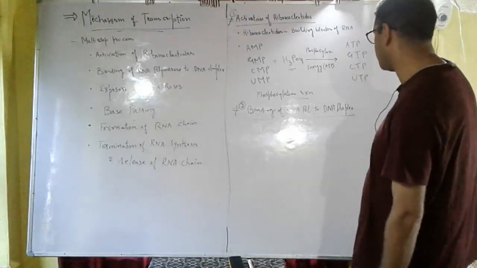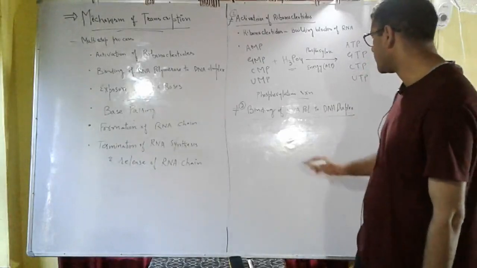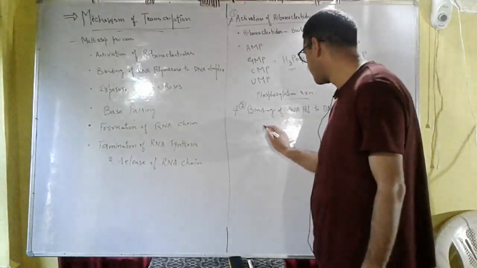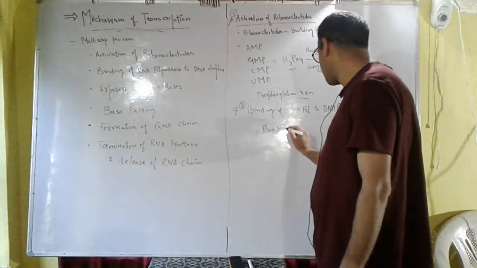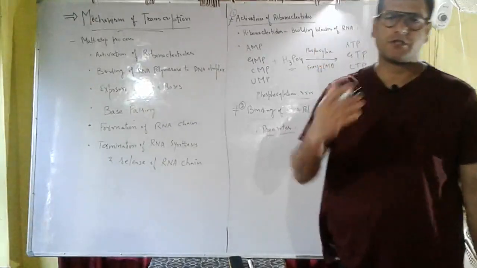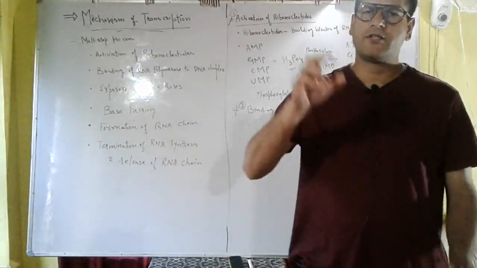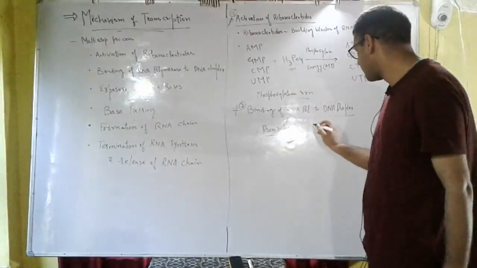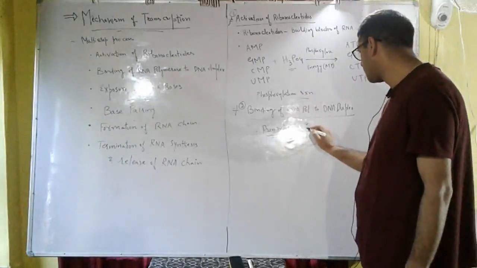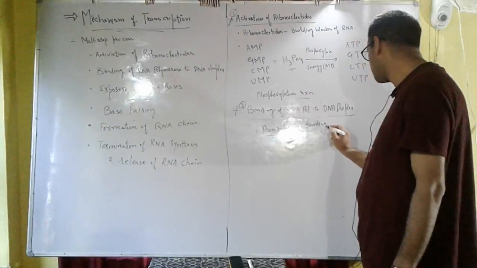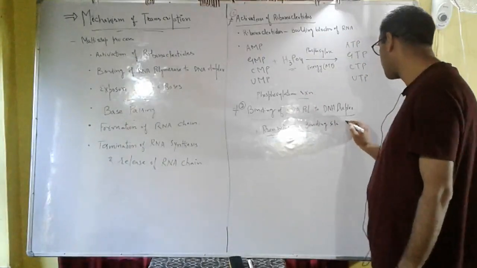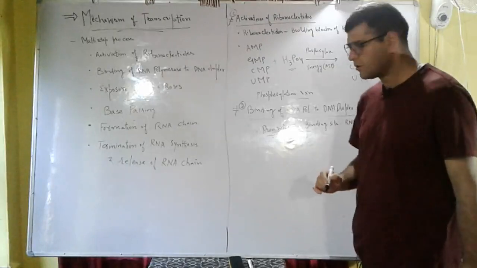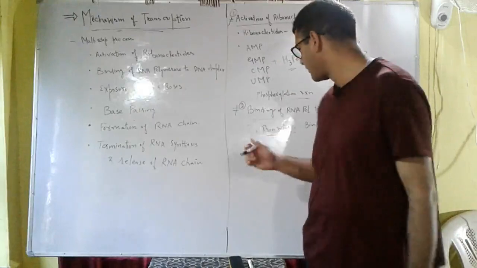So this RNA polymerase gets attached to the DNA duplex. Actually, we have a promoter region. This promoter region is present on the DNA duplex, and it acts as a binding site for the RNA polymerase. This promoter of the DNA duplex is a binding site for RNA polymerase.